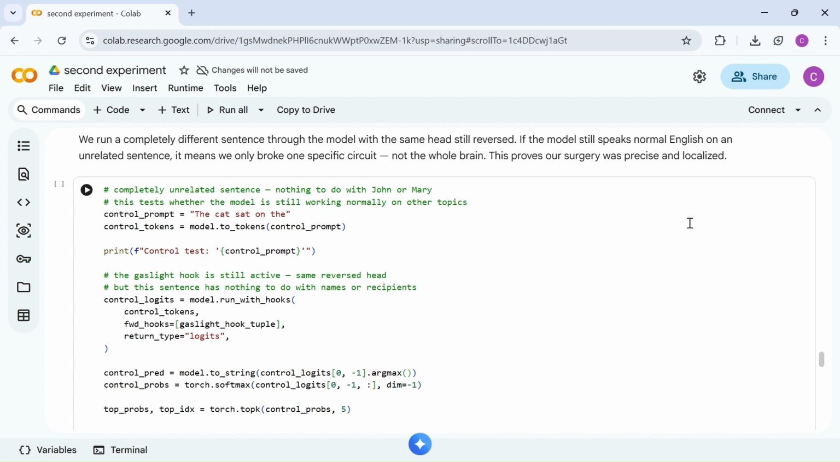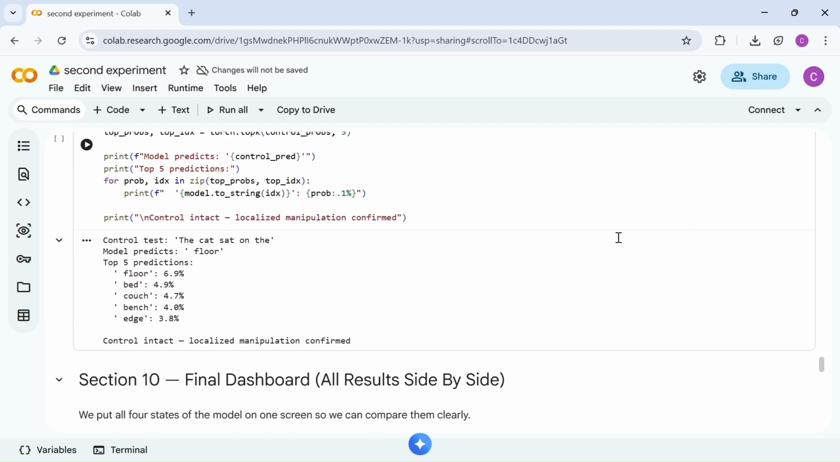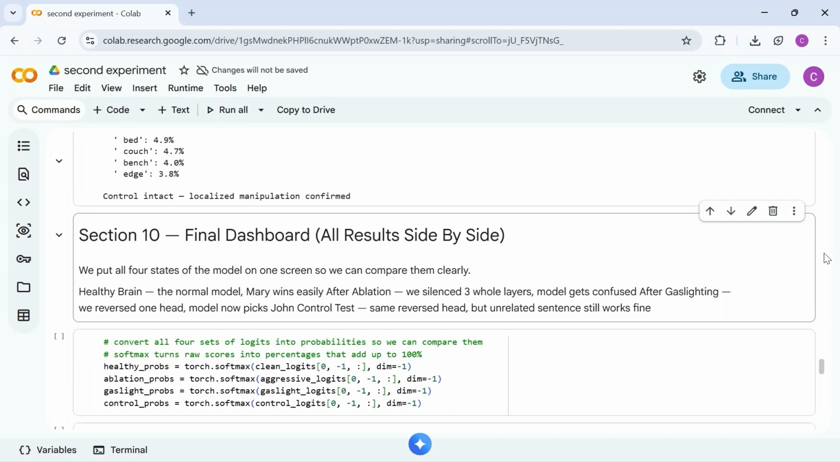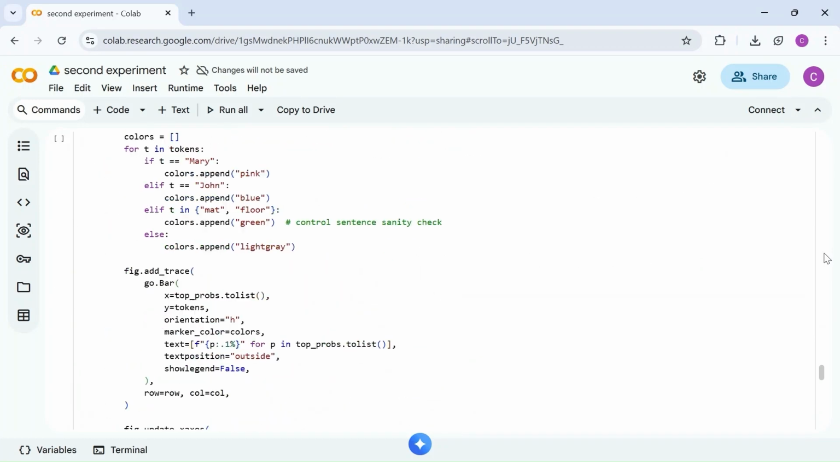The model predicts the word as floor. Now, "the cat sat on the floor" is not wrong English. It is not grammatically or syntactically wrong. It is perfect English. Hence, we can say that the system still works normally. So, we have not destroyed the brain at all. We have simply modified one specific circuit.